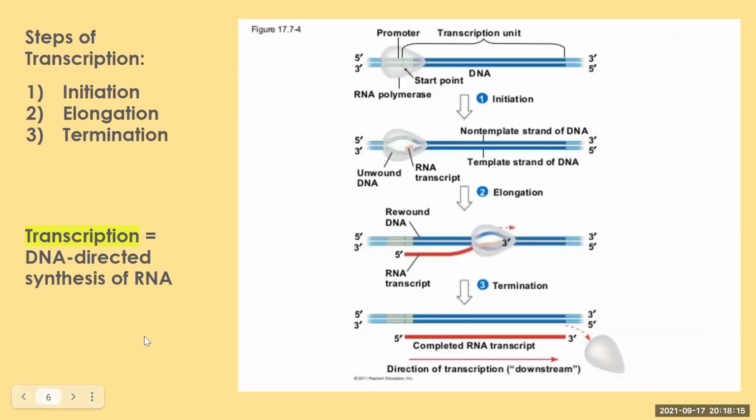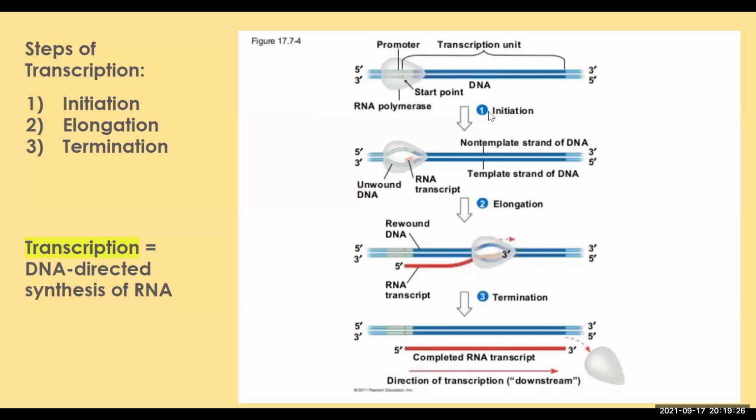Okay, so diving deeper into transcription, looking at the first step, there's initiation, elongation, and termination. These three steps also occur in translation, and these are basically the main points throughout the process where change occurs. Transcription again is the DNA-directed synthesis of RNA, where the RNA is synthesized according to the DNA template strand. And what is initiation?